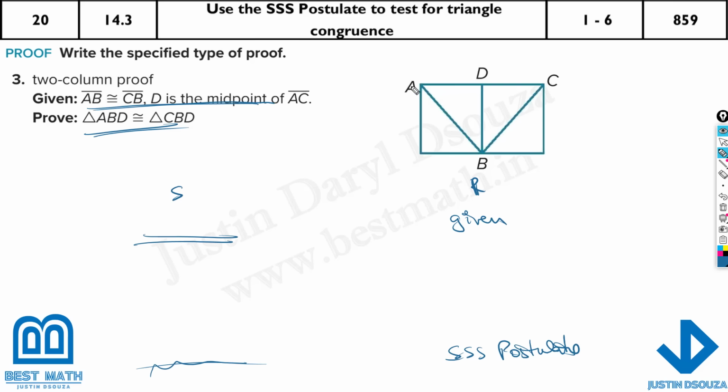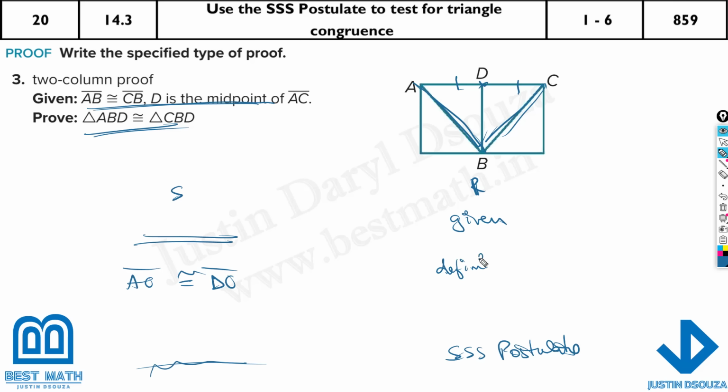So what do we know is AB is congruent, see, this line is congruent over here. And they have told, see this line, point D is the midpoint of AC. That means these both lines are congruent. I can tell line AC is congruent to line DC. Why? Because of the definition of midpoint.